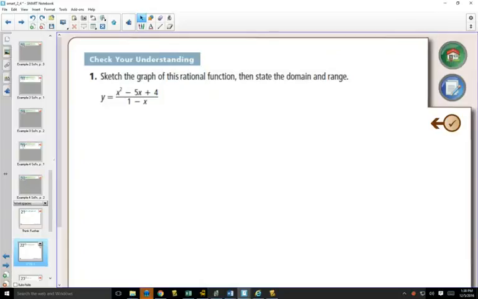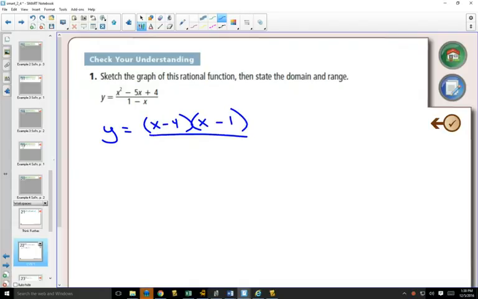So we're going to sketch this graph, state the domain and range. First of all, can we factor the top? Yes. It is x minus 4 minus 1. Can you factor the bottom? Maybe. Good answer.